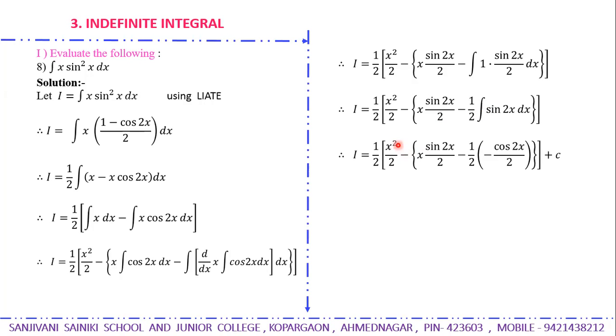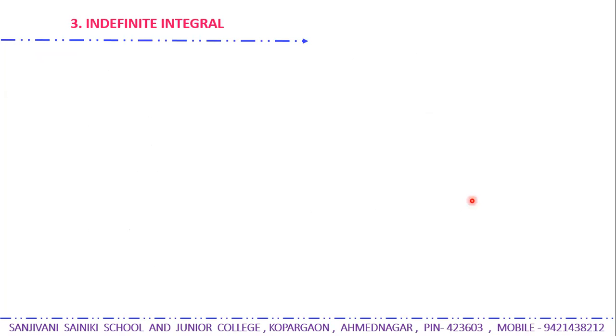So what we will do? Just multiply this 1 upon 2 to this bracket. You will get x square upon 4 minus 1 upon 4 x sine 2x minus 1 by 8 cos 2x plus c.